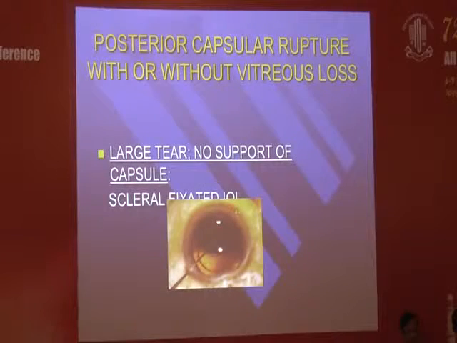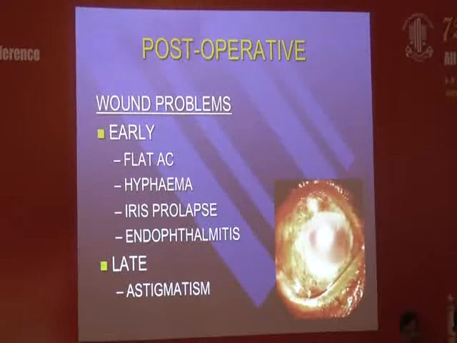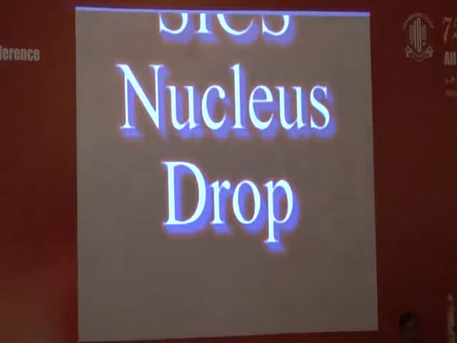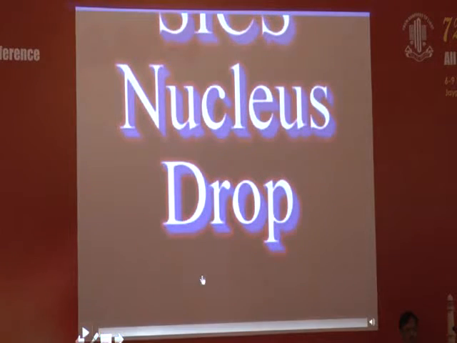Then, with or without vitreous loss, that also we have seen. And then corneal complications that we have seen. Now I will show you the last complication, which everybody is worried about, and this is called the nucleus drop.